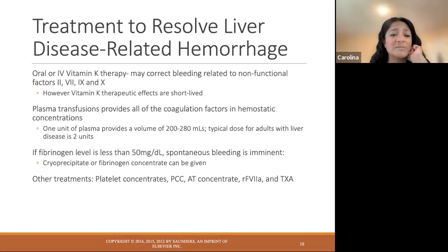So 1 unit of plasma can provide a volume of 200 to 280 mLs, and the typical dose for adults with liver disease is about 2 units that can get transfused into them. Okay, if the fibrinogen level is very low, spontaneous bleeding is imminent. So we can give cryoprecipitate or fibrinogen concentrate.